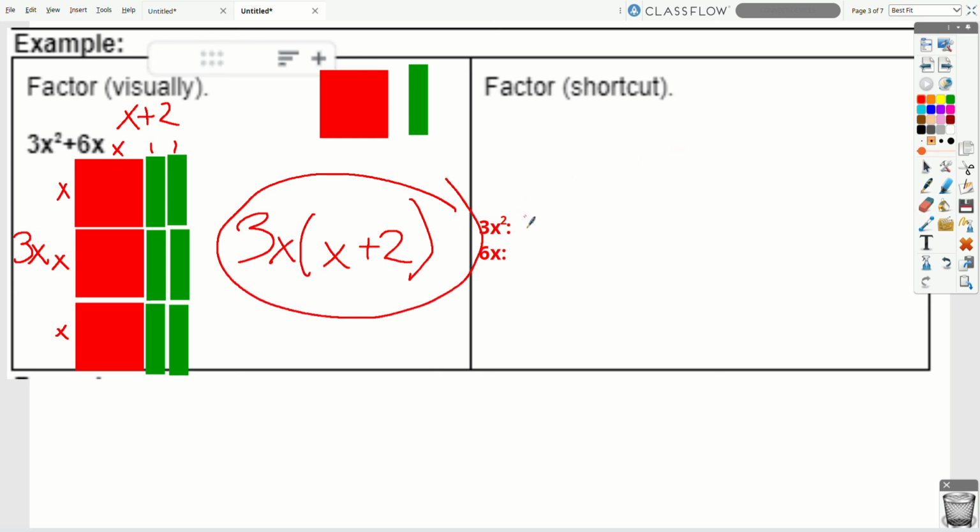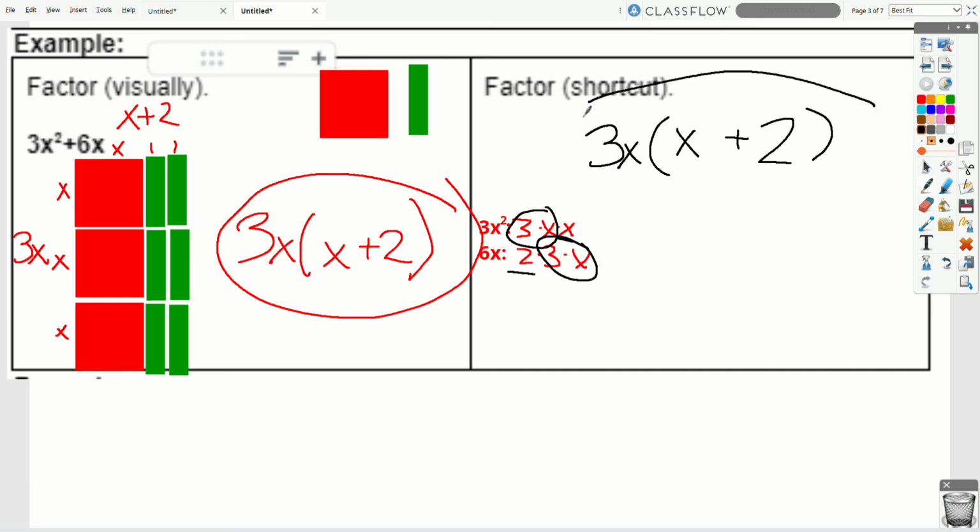Factoring it using the shortcut, 3 times x times x, 2 times 3 times x. We see here that the GCF is 3x, because that's in both, so that's the number that goes out front. And then we remember 3x multiplied by something is 3x squared, and that's x. 3x multiplied by something else is 6x, and that is 2. 3x times x plus 2.